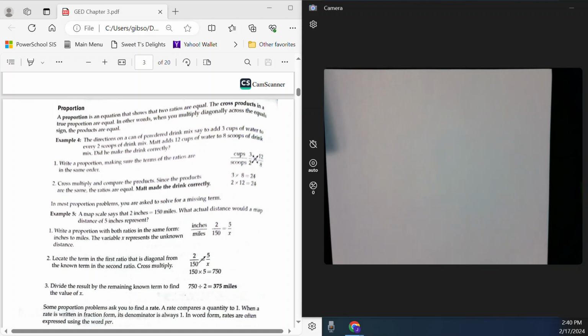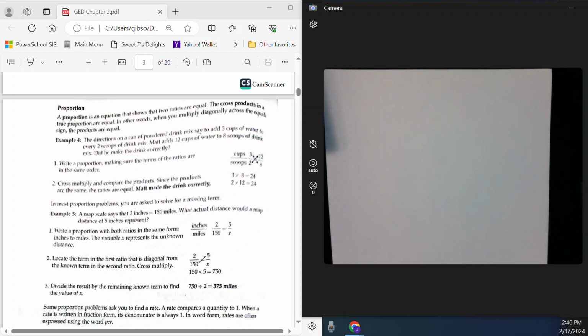Okay, class, picking up where we left off, there's a part two to lesson one, and this part is called proportion. A proportion is an equation that shows that two ratios are equal. The cross products in a true proportion are equal. In other words, when you multiply diagonally across the equal sign, the products are equal.